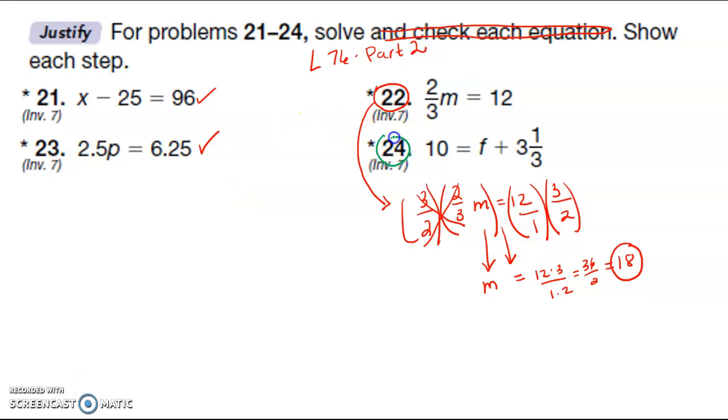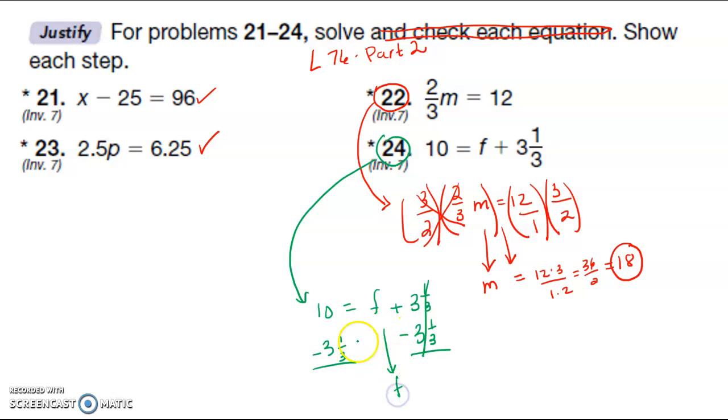And I'll do 24. 24 is 10 is equal to f plus 3 1/3. I need to get f by itself. So I'm going to subtract 3 1/3. That means this is going to go away. F is going to come down. My equals is going to come down.